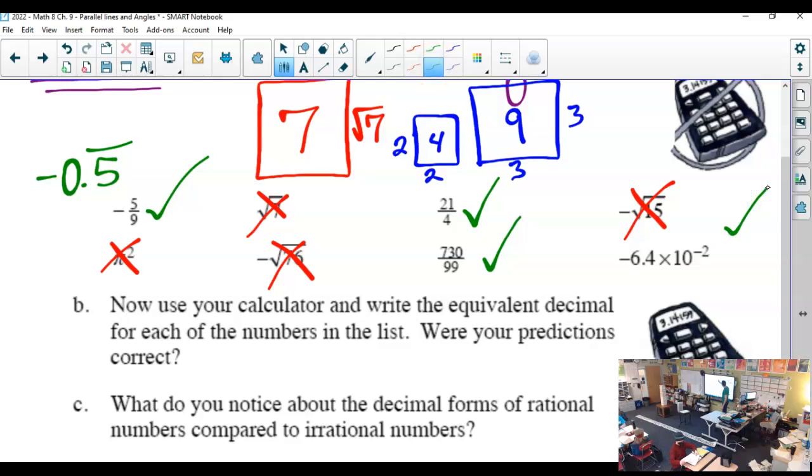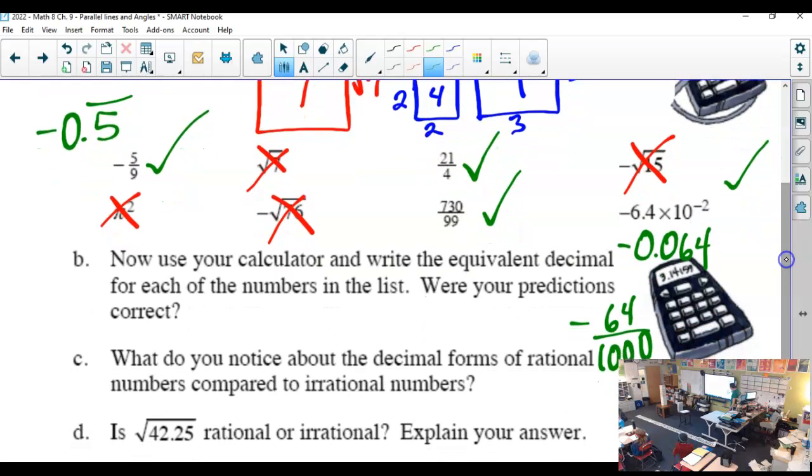Guys, this turns into negative 0.064. How do I read that the right way? It's 64 thousandths. So would 64 thousandths be a rational number? Yes, it's a fraction. Here's the thousandths. It's because the first one is tenths, then hundredths, then thousandths. All right, moving on.